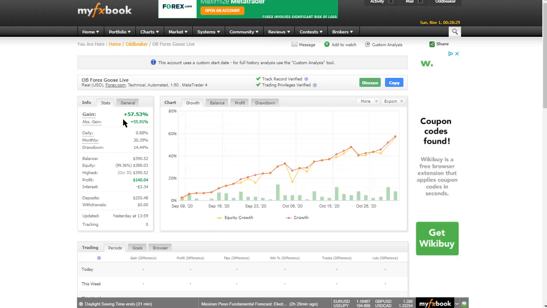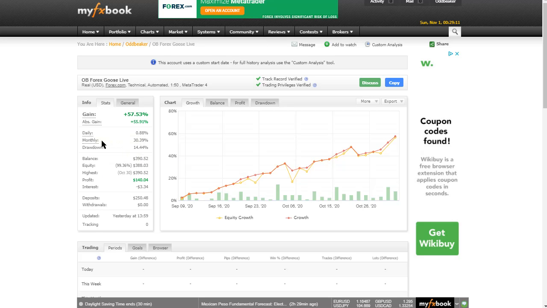So let's look at some stats. If you look here, this is Myfxbook. If you're not familiar with Myfxbook, it's a site that lets you put your account on there so that people can see your stats. They can see your performance and they can see all these cool stats. Like for example, I'm showing 57% gains. If you look here, it shows the first trade happened on September 9th, right? And the last thing recorded here is October 30, and I've got 57% gains in just under 2 months, okay?